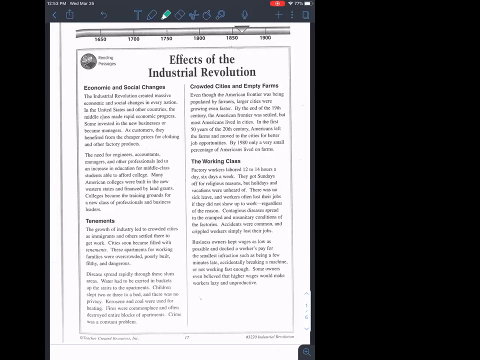Business owners kept wages as low as possible and docked a worker's pay for the smallest infractions, such as being a few minutes late, accidentally breaking a machine, or not working fast enough. Some owners even believed that higher wages would make workers lazy and unproductive. To dock a pay means that they're going to take money out of their paycheck.